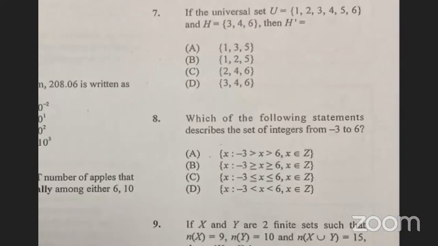Next one. They give you a universal set. H is 3, 4, 6. H prime is everything outside of H, but in the universal set. So that will be 1, 2, 5. 1, 2, 5.